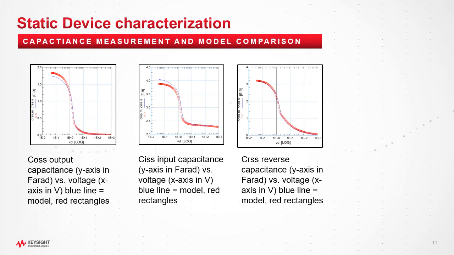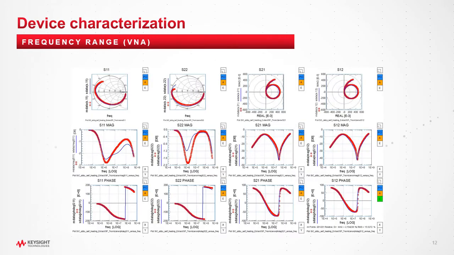Here is an example for the CV tracing and the fitting. So this is already basically for Coss, Ciss and Rss: the output, the input and the reverse capacitance, the fits and the model results, then basically putting the measurement results into the power electronics model generator. And this is basically part of the accuracy we can achieve.